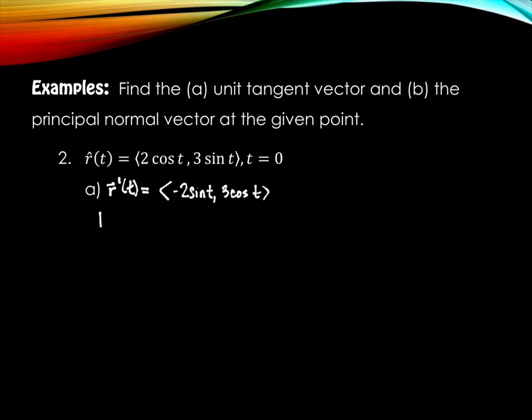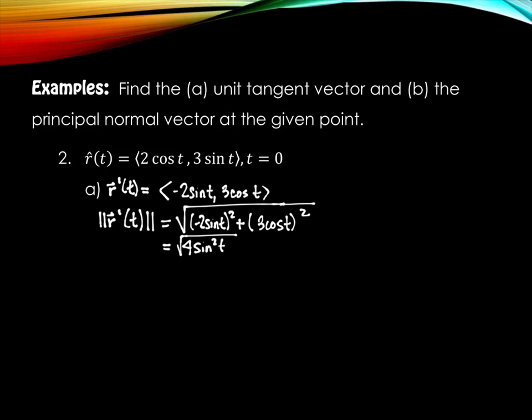So I am still going, however, to find the magnitude. So this is not quite so friendly as the last one, because I don't have constant values. I have variable values. So I have negative 2 sine of t squared plus 3 cosine of t squared. So we're going to square these. So that's going to give me 4 sine squared t plus 9 cosine squared t.